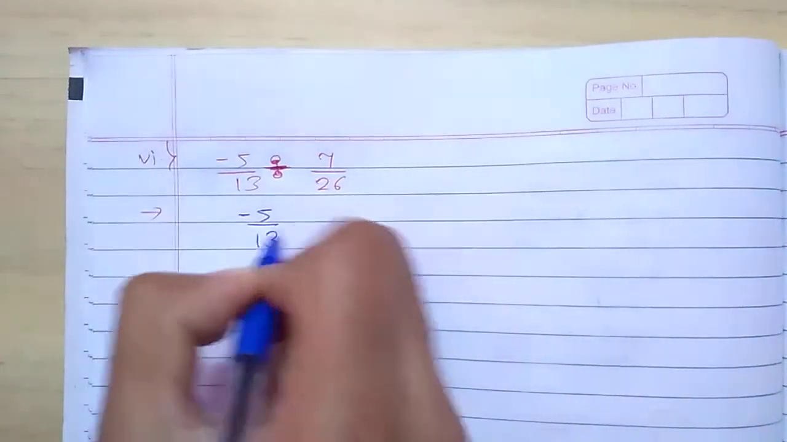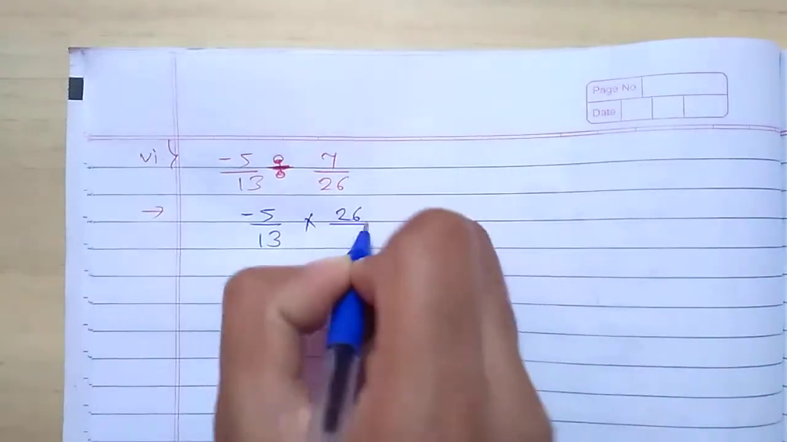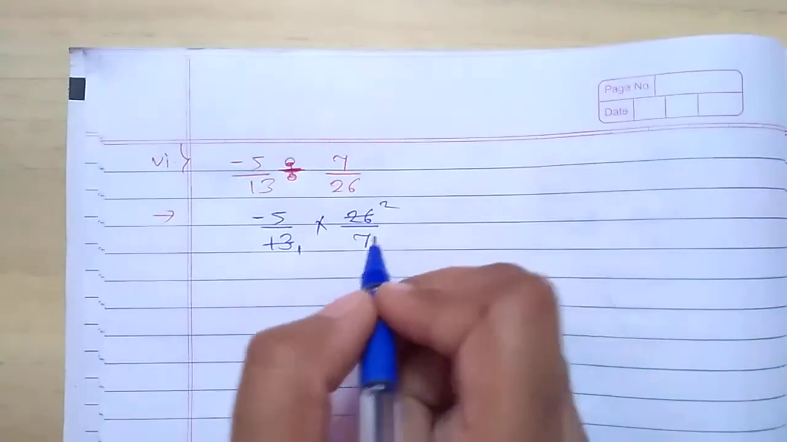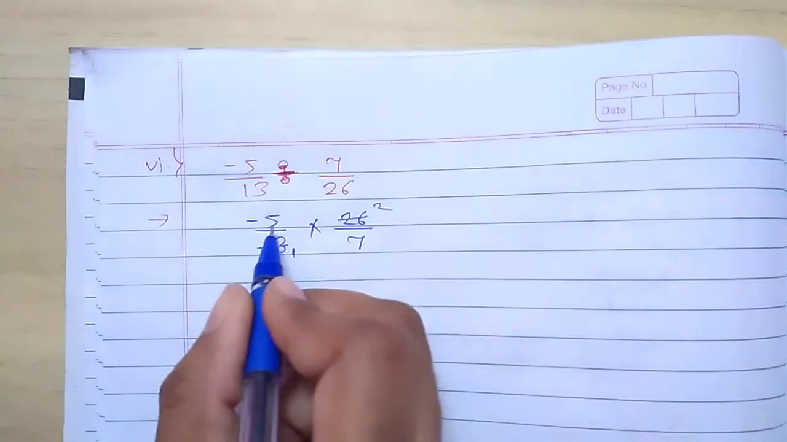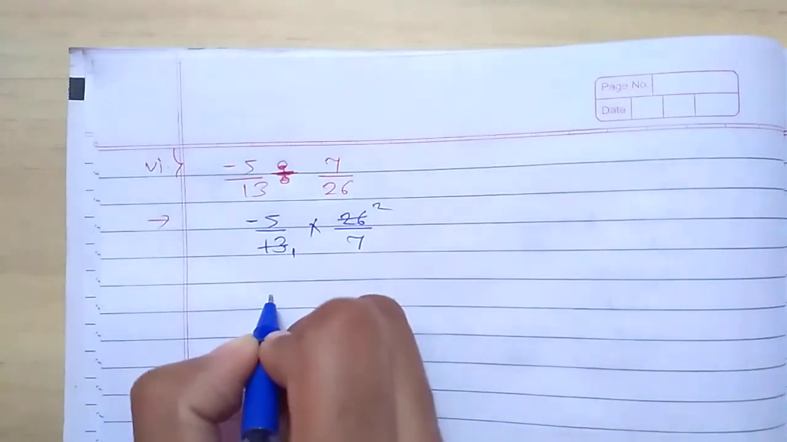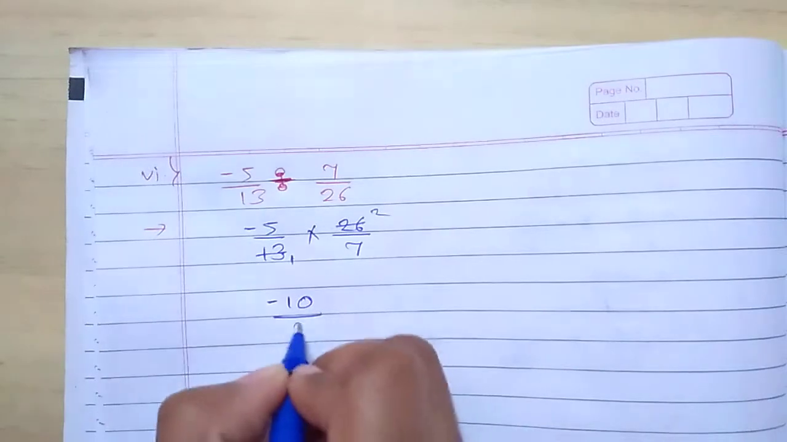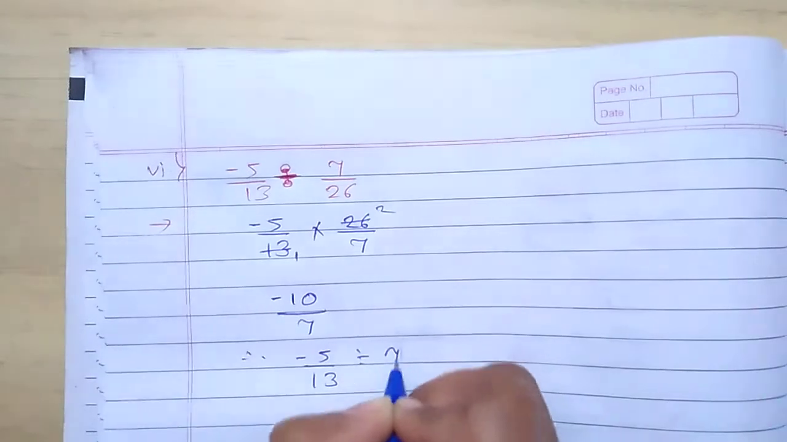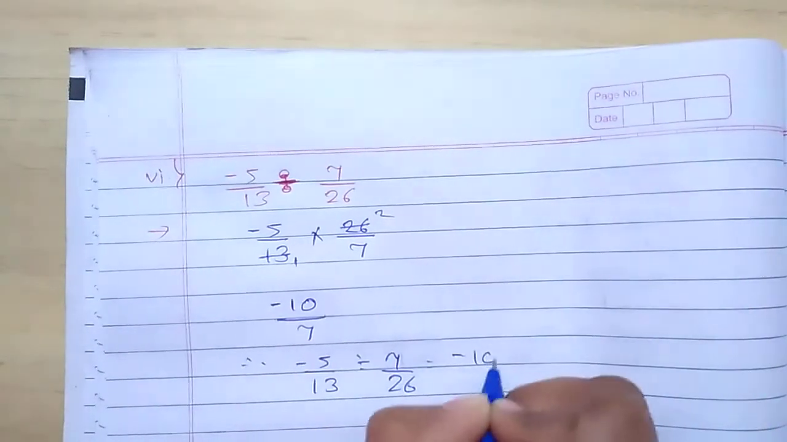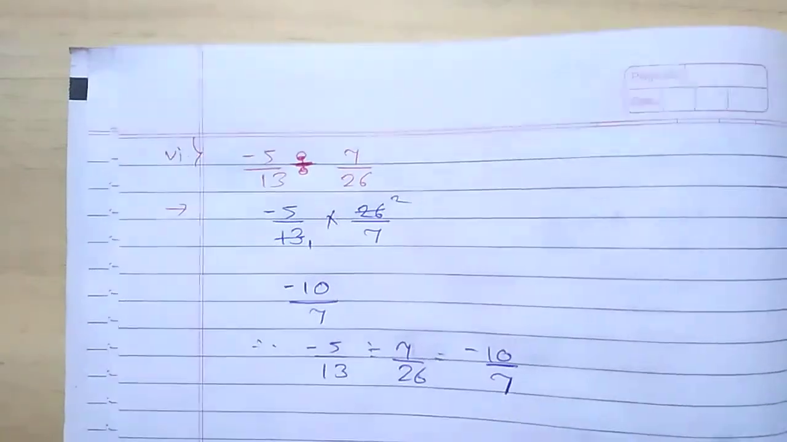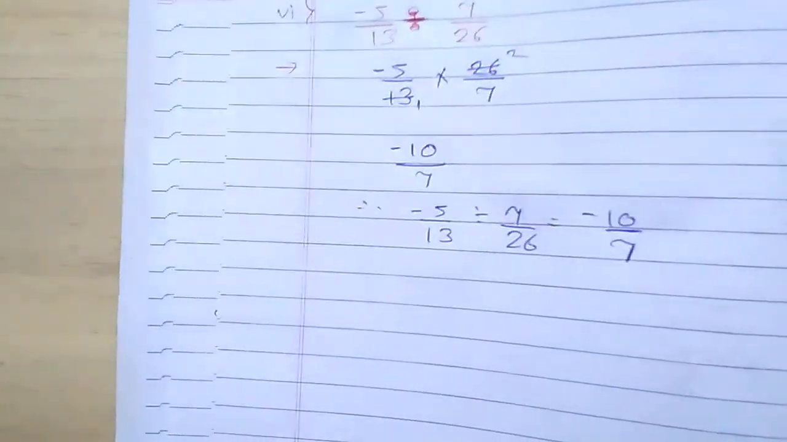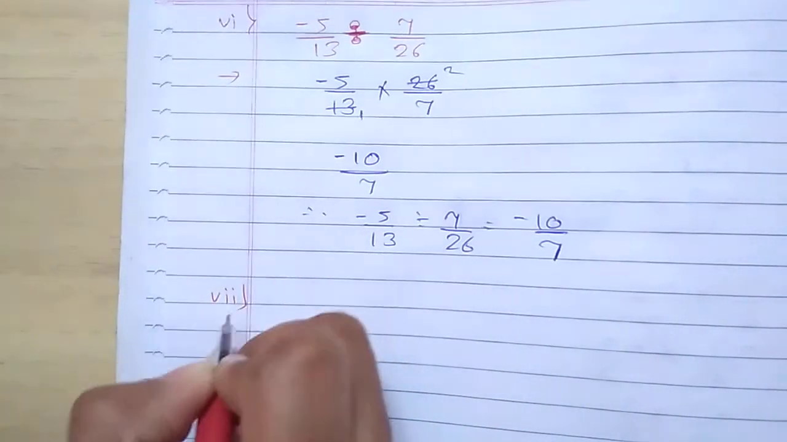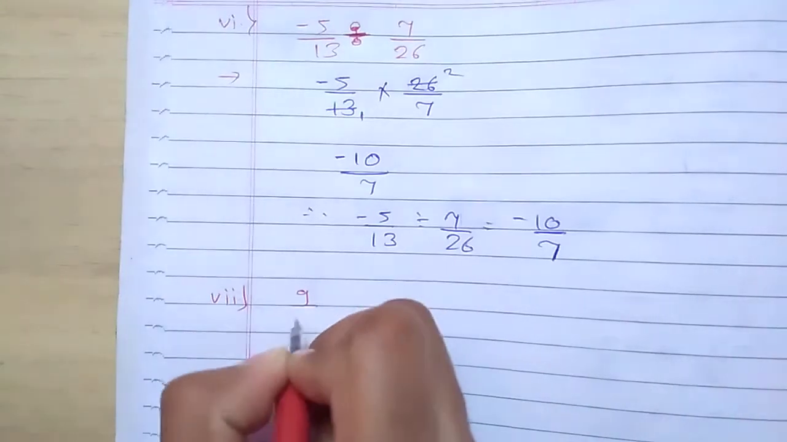Minus 5 upon 13 into 26 upon 7. Cut it. 13 ones are 13, 13 twos are 26. And minus 5 into 2, 5 twos are 10, minus 10. 7 into 1, 7. Therefore, minus 5 by 13 divided by 7 by 26 is equal to minus 10 upon 7. Sixth finished. Now seventh.